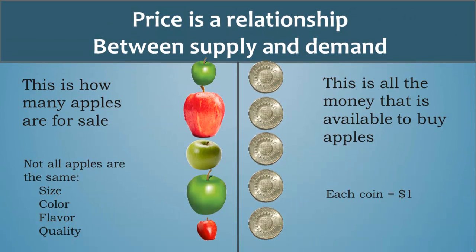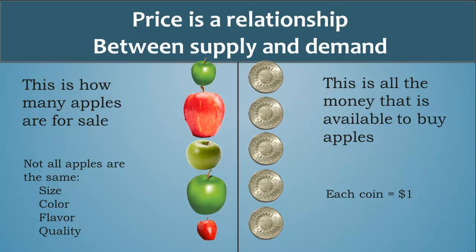Here's a picture of some apples on one side and dollar coins on the other. The number of apples is how many apples are for sale. In this example here, just 5 apples. On the other side, there are 5 coins, each equal to $1. That makes $5. This is all the money that is available to buy apples.